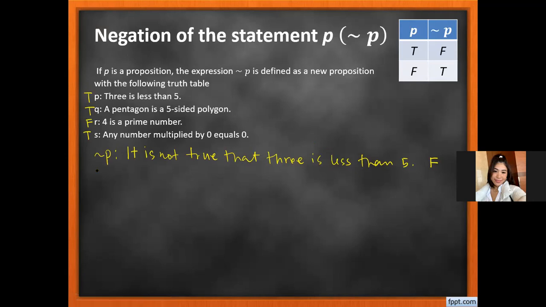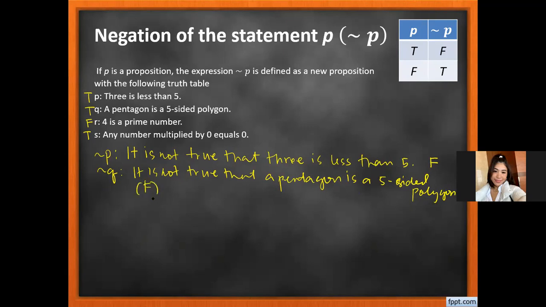Okay. So for negation of Q, it is not true that a pentagon is a five-sided polygon. And this is again a false statement. False this one, no? Because a pentagon is a five-sided polygon.